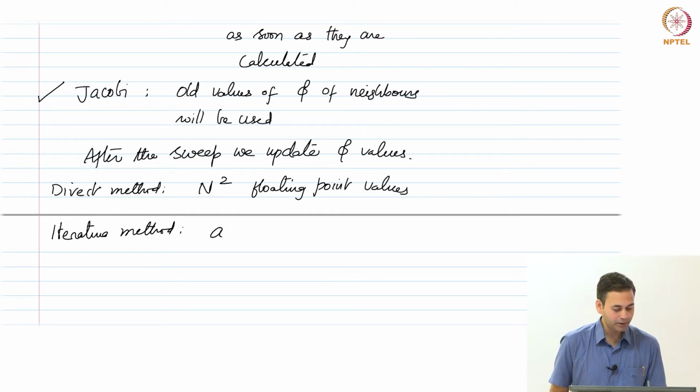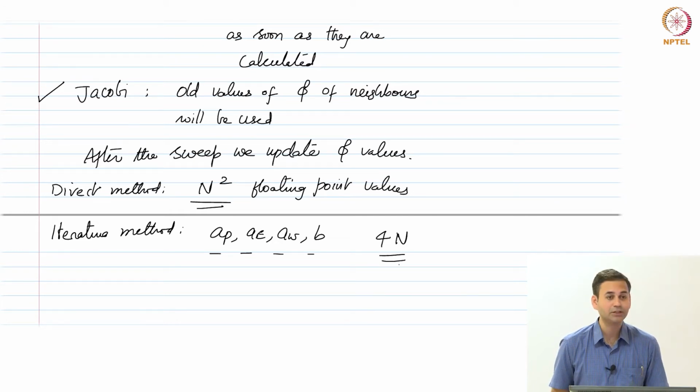We have AP, A east, let us say we are talking about a 1D problem, and B. We have these 1, 2, 3, 4 coefficients per cell, and how many cells do we have? N cells. So, how many do we need? 4 n, that is all. So, this is much smaller compared to, let us say 1000 cells, you just need 4000 floating point values to be stored, whereas in the direct method you have to store 10 to the power 6. So many elements have to be stored.